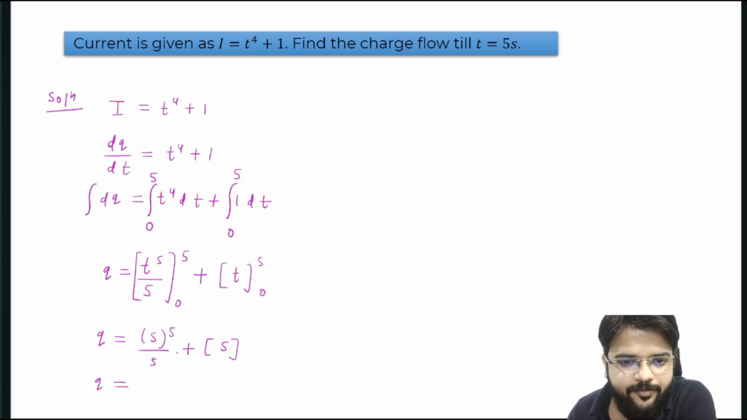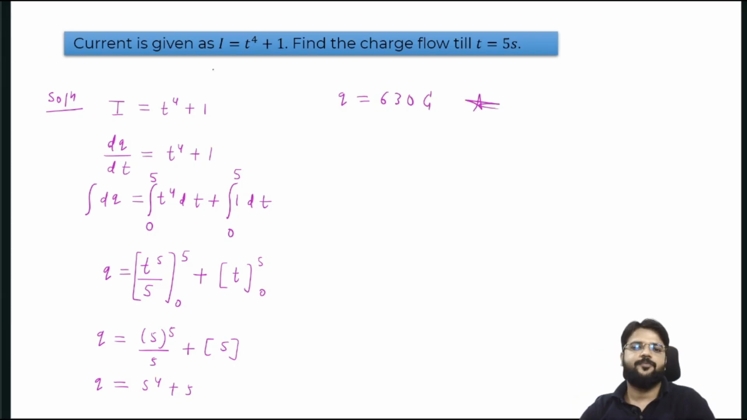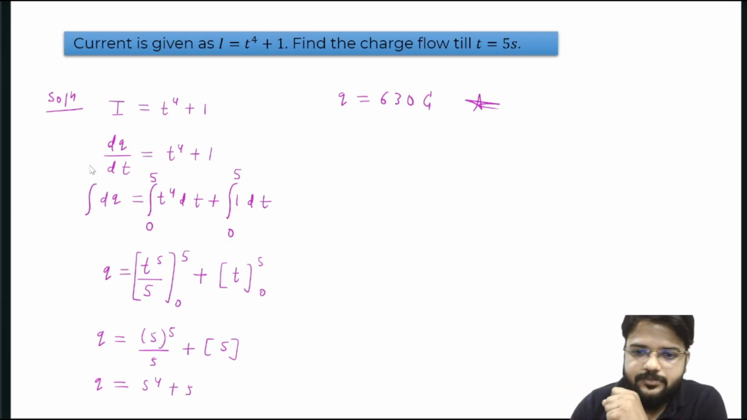So q equals 5 power 5 divided by 5, which is 5 power 4, plus 5. How much do we get after simplification? 5 power 4 is 625, plus 5 is 630. So finally we have 630 coulomb. This is the correct answer for this question. I hope this is clear to everyone. Note down.